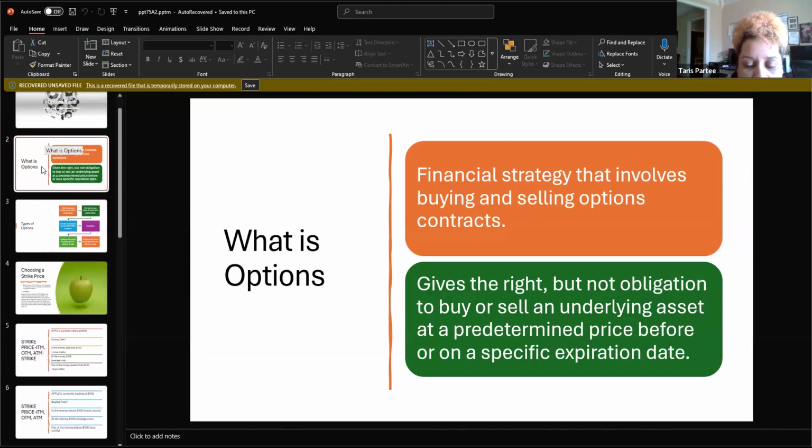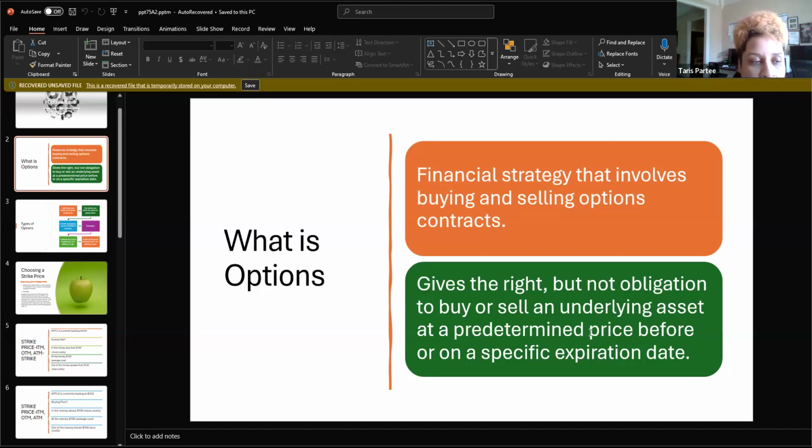All right. So when we're trading options, it gives us the right, but not the obligation, to buy or sell an underlying asset at a predetermined price before or on a specific expiration date. So basically what it's saying is you don't have to buy 100 shares of a stock, or you don't have to buy the stock that you are trading that option contract on. So the underlying asset is going to be just simply the stock or the ETF that you're buying the contract on.